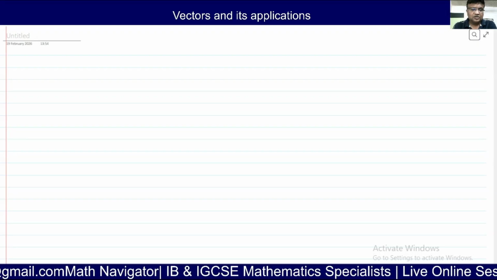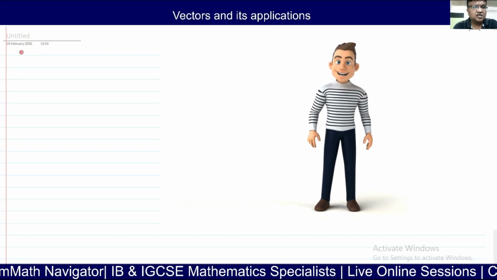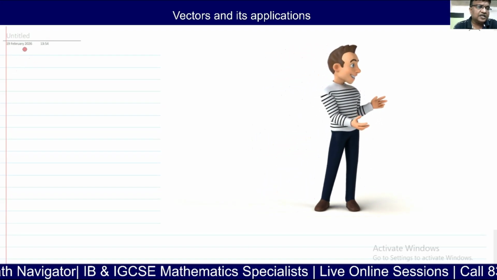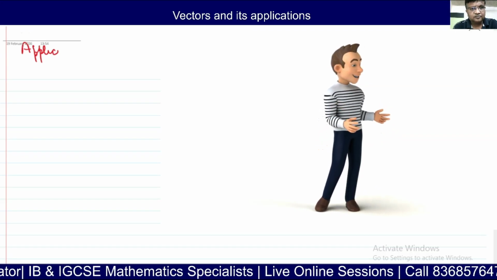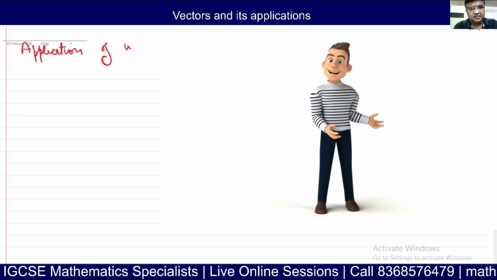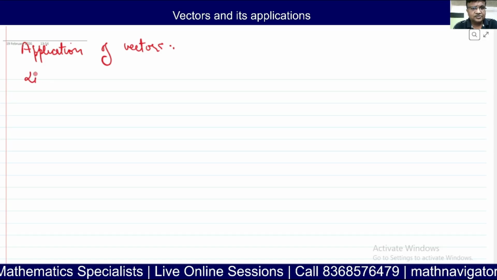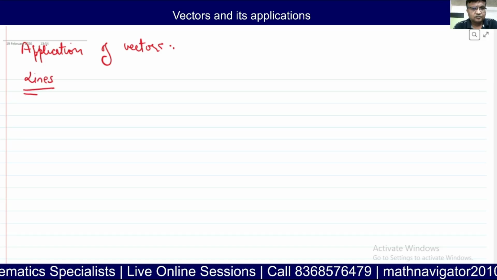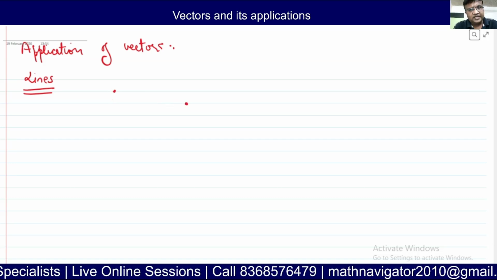All right, so let's start the topic. Today we will be discussing lines, that is the application of vectors. So let's talk about lines. What is a line? A line is formed by joining 2 points.